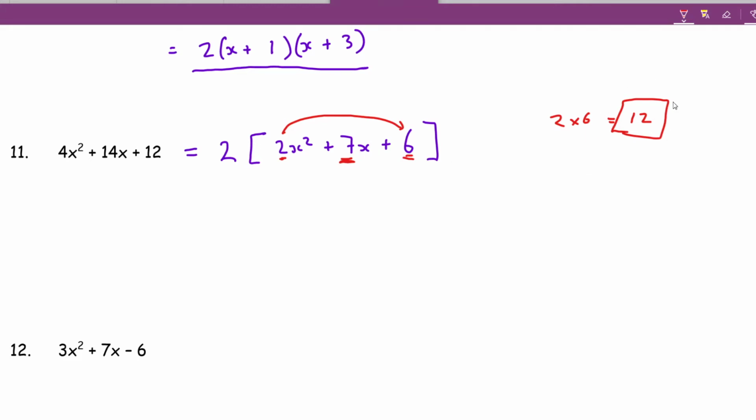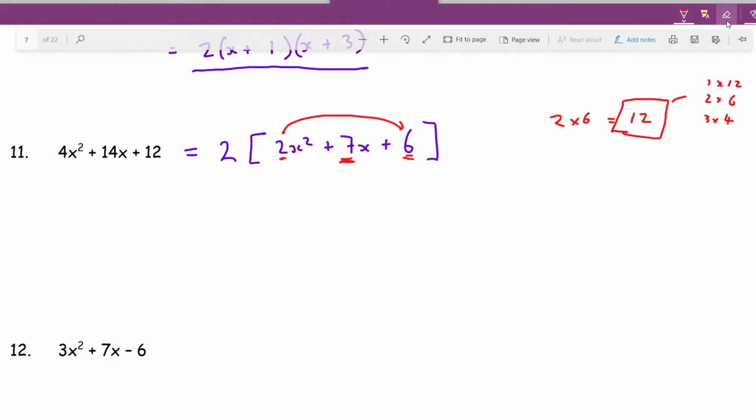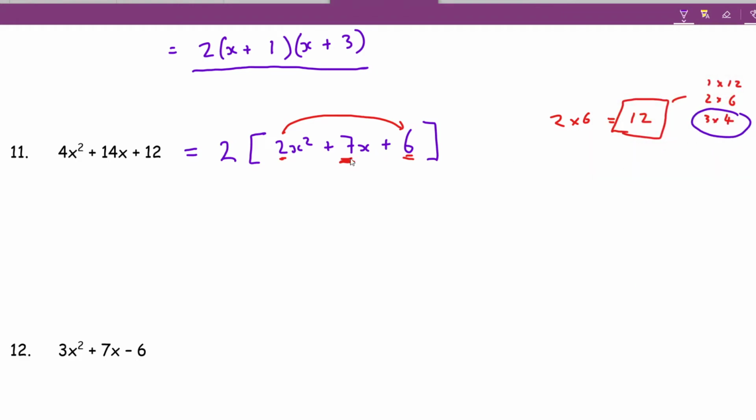So now I break down 12. I can break down 12 as 1 times 12, 2 times 6, 3 times 4. Okay, and I need to see which one will give me plus 7. So the only option that I'm left with is 3 times 4. So once I multiplied those, I need to break this down into a product of something that summed to 7. So I'm going to replace 7x with 3x plus 4x.